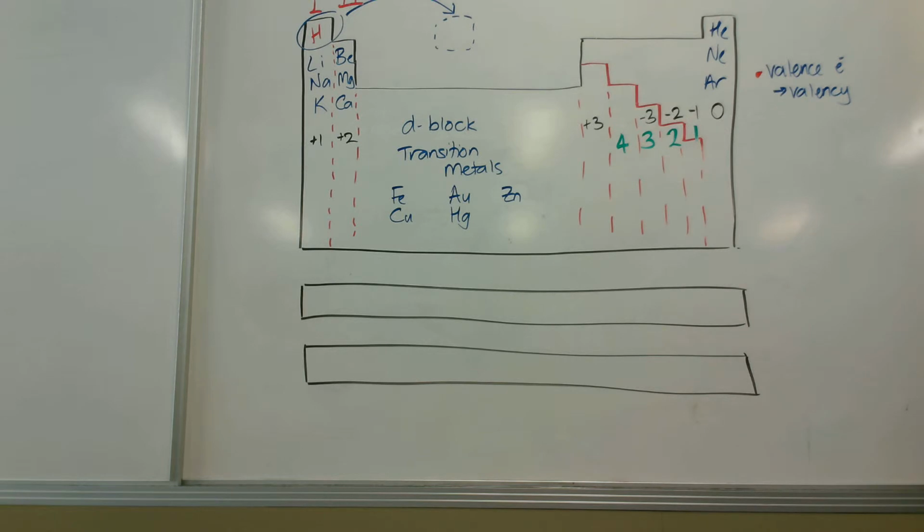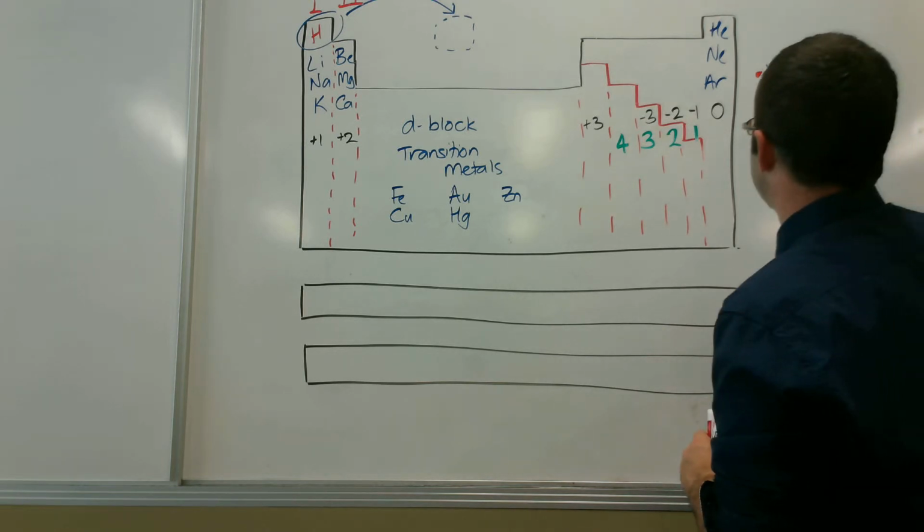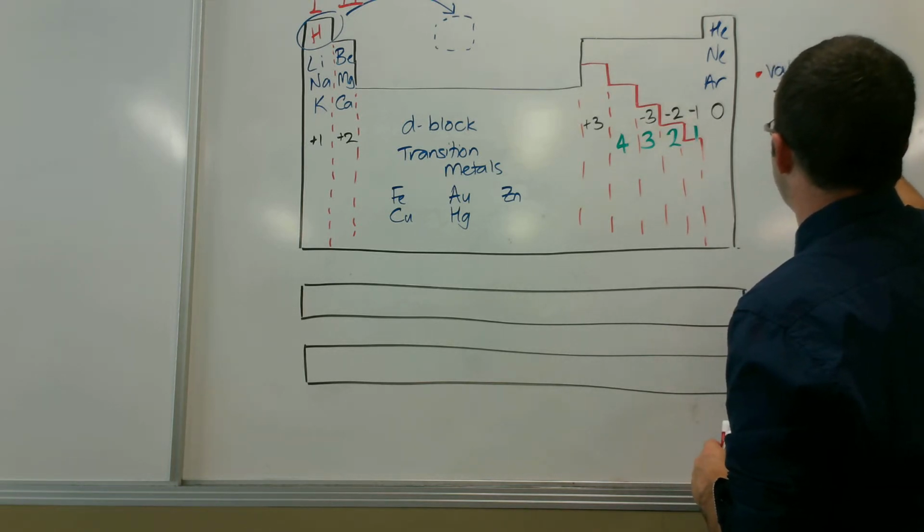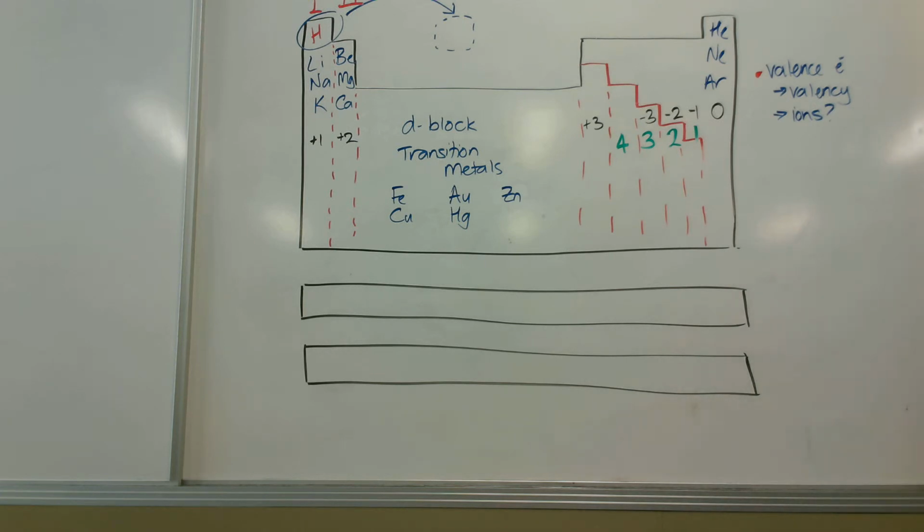Okay, and that therefore tells me whether they make ions or not, and if they do, what charge those ions are going to have. So my periodic table tells me a lot of information. But there's a lot more to it.